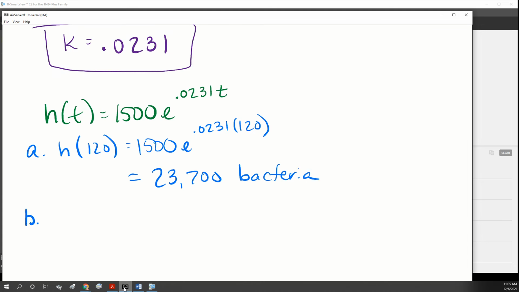Right, and then we put 100 in. Is this 100 minutes? Yes. We are going to get 14,961 bacteria.